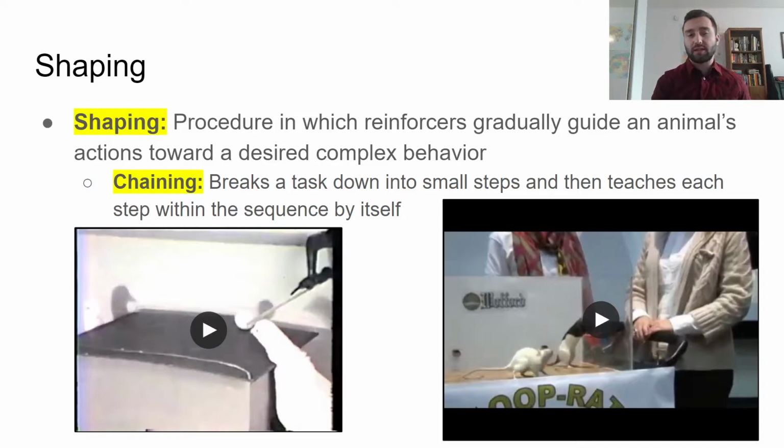Chaining is very closely connected to it. It's not necessarily separate from shaping. It's kind of a part of it. So chaining is where we break down a task into very small steps. And then we teach each step by itself and then add it together. So we can use this exactly like I just did in that example. When you're teaching your dog to sit, lay down, roll over, you don't do it all at once. You teach them to sit, you teach them to lay down, and then you teach them to roll over. And you teach them all separately. Then at the end, you add that all together and they do the whole thing.